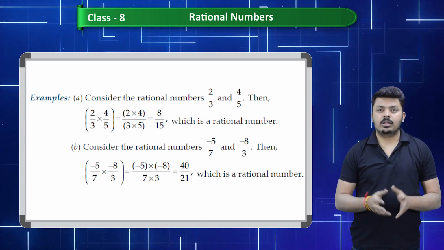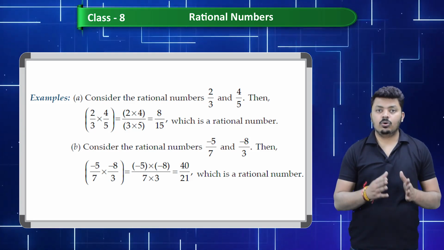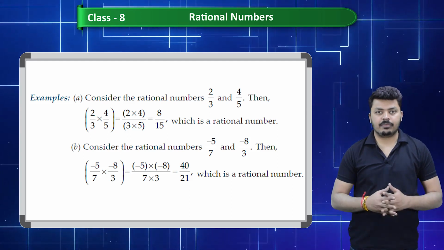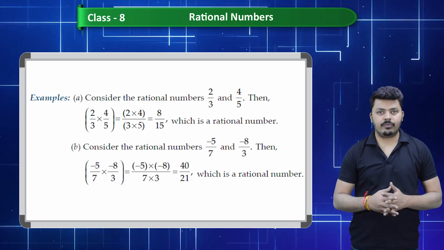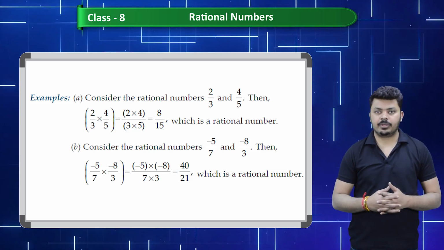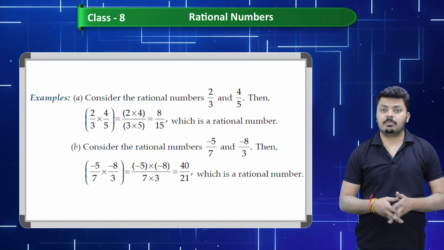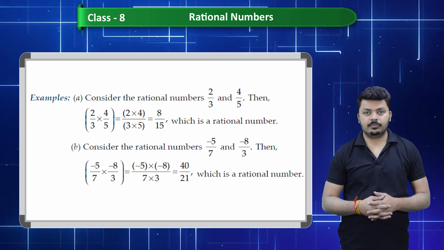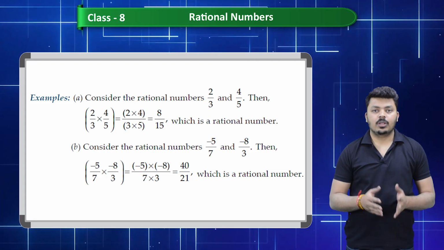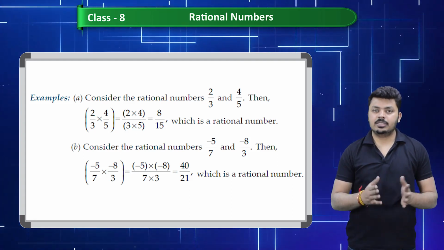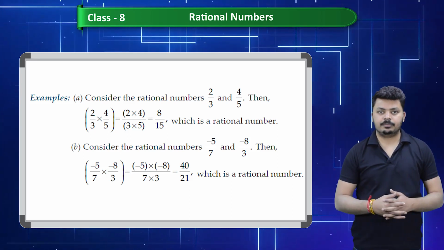Examples: A. Consider the rational numbers 2 by 3 and 4 by 5. Then 2 by 3 multiplied by 4 by 5 equals 2 multiplied by 4 by 3 multiplied by 5 equals 8 by 15, which is a rational number. B. Consider the rational numbers minus 5 by 7 and minus 8 by 3. Then minus 5 by 7 multiplied by minus 8 by 3 equals minus 5 into minus 8 by 7 by 3 equals 40 by 21, which is a rational number.